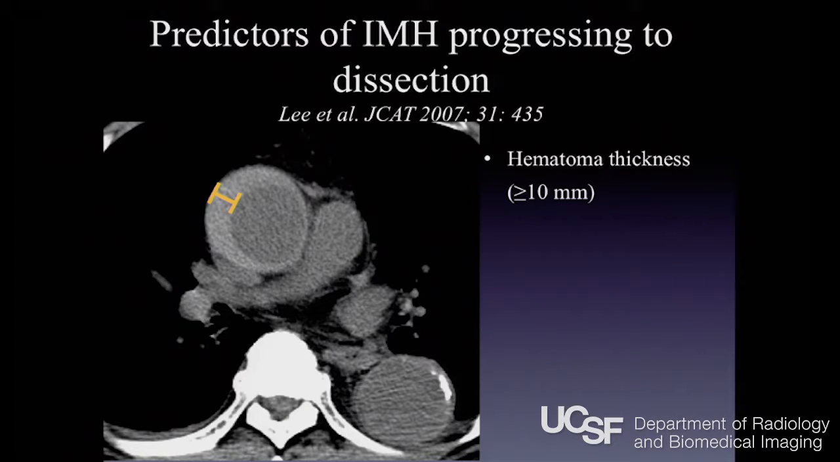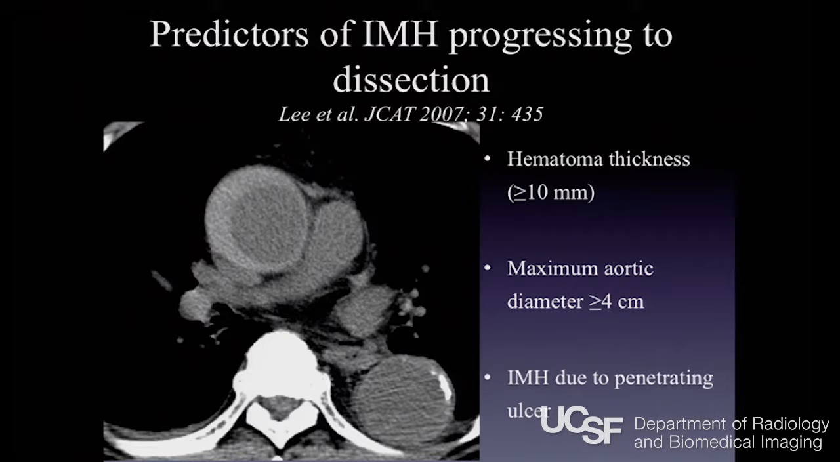So one thing to mention is the thickness of the intramural hematoma. When it's 10 millimeters or greater, they tend to be more aggressive about surgery. When it's below that, they tend to be more conservative and do medical management and hope that it resolves. Overall size of the aorta, more than 4 centimeters.